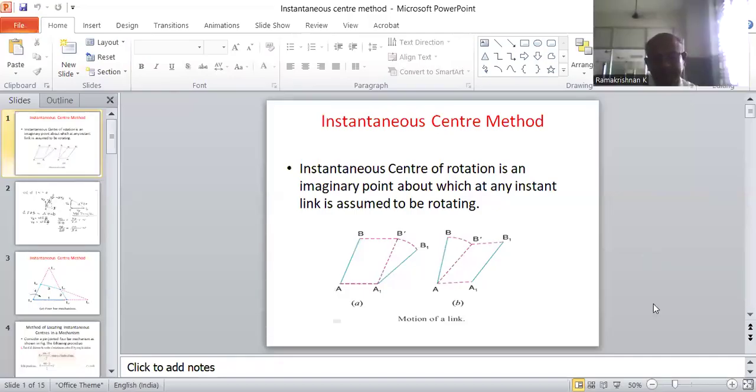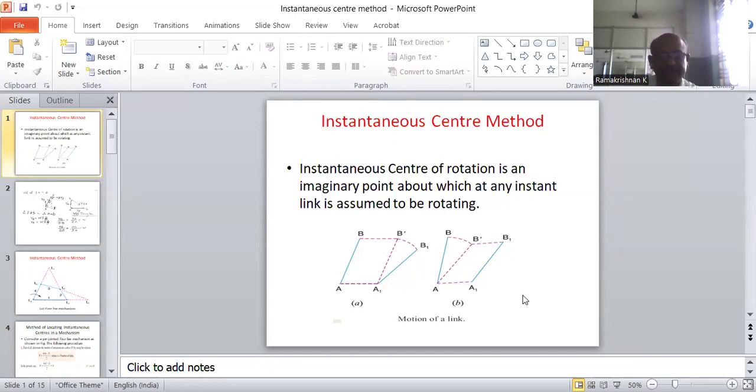Students, in this session, let us learn about velocity analysis by using the instantaneous center method. Already we have covered the relative velocity method. Next, let us discuss the instantaneous center method to do the velocity analysis.